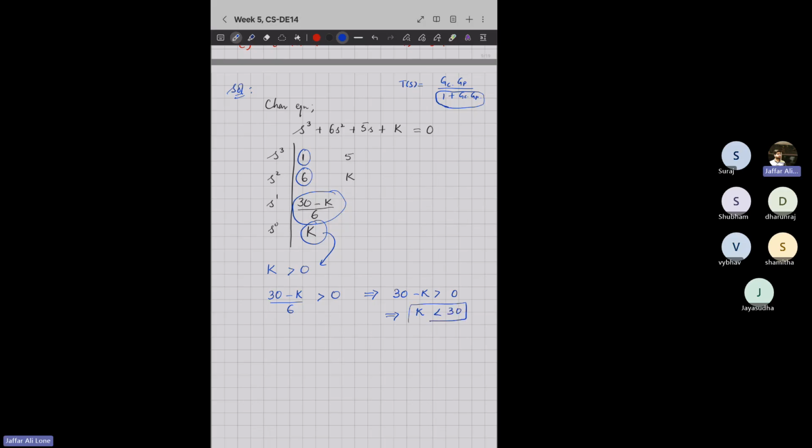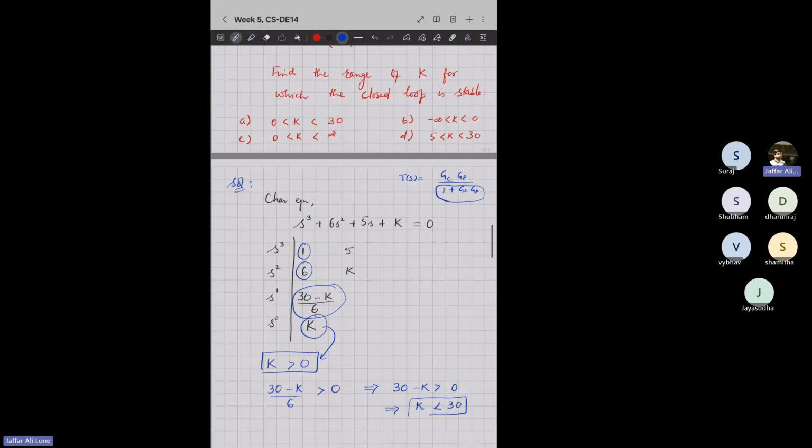Okay, so I got two conditions. One is K greater than 0, the other is K less than 30. Now from the options, tell me which option is correct. Darun Raj, tell me which option is correct based on the answers we got. Option A, sir. Very good. Option A is the correct option. Does anybody have any doubt in this question? Very simple question, and you get these types of questions in your final NPTEL exam, in your GATE exam, and all other semester exams.